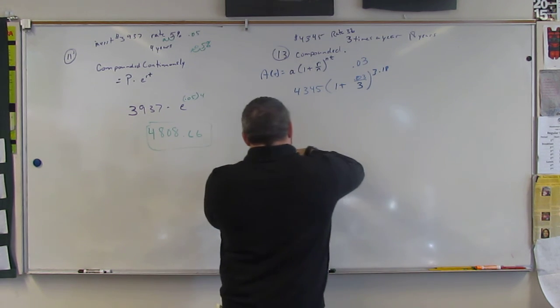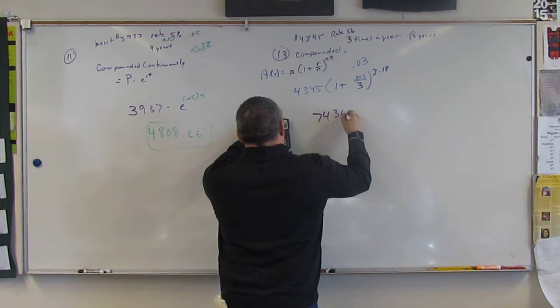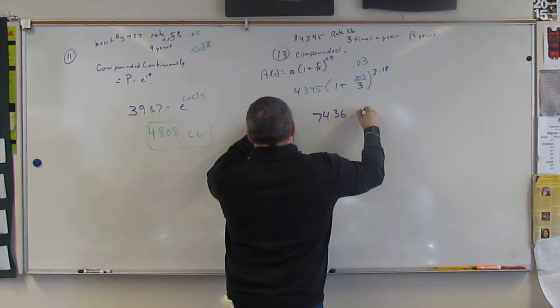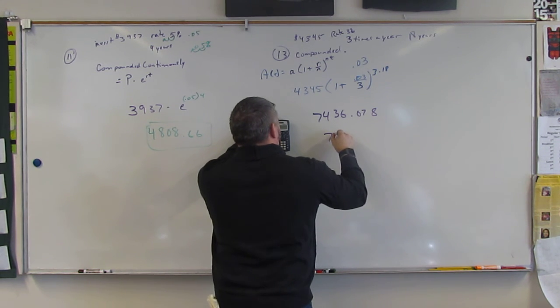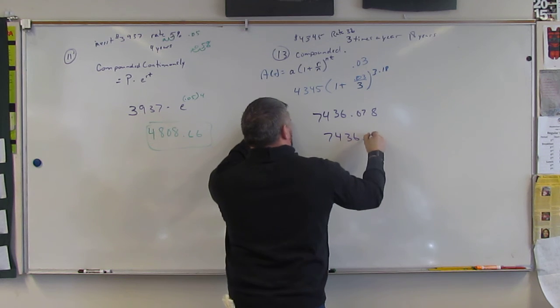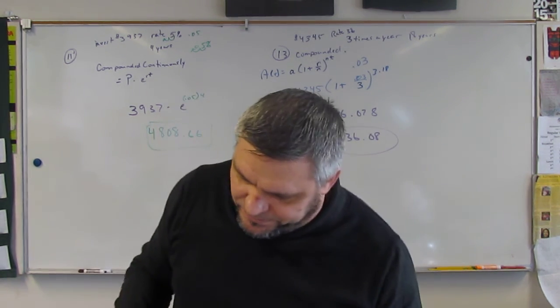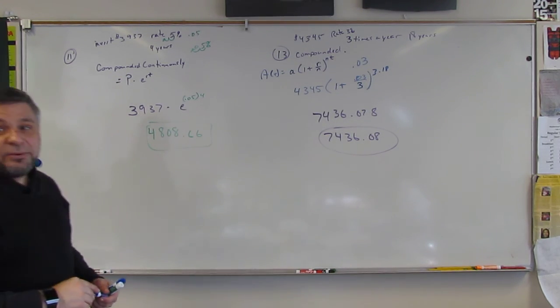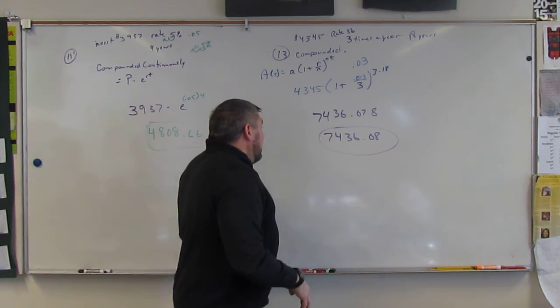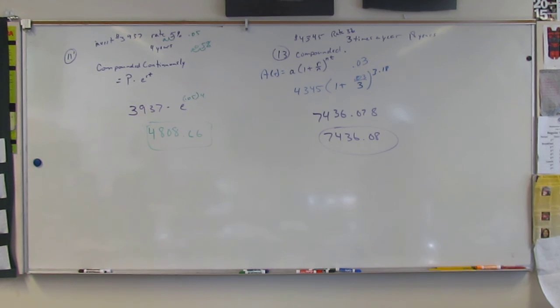And it gives me 7,436.078, which tells me that that's going to be 7,436.08 cents. Does that make sense? 08 cents. Does it make sense? I'm here all week. Don't worry. Okay. And that's correct. Does that make sense? Yeah. Good. More than anything, I just forgot.